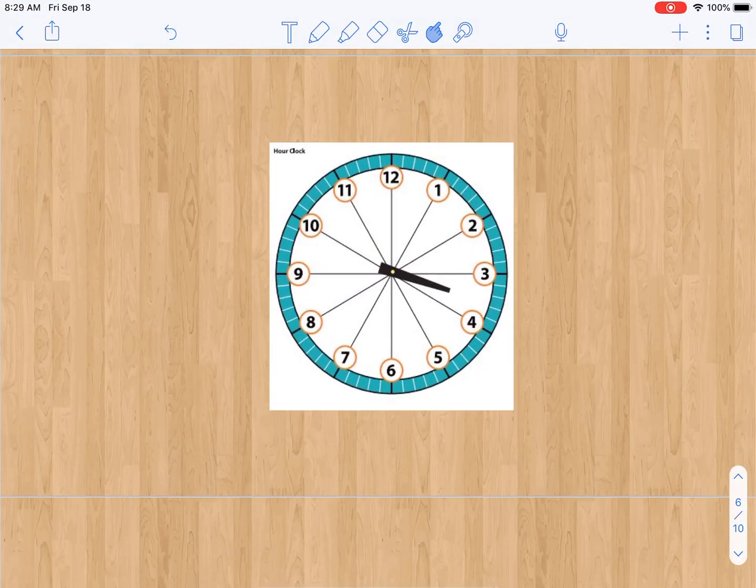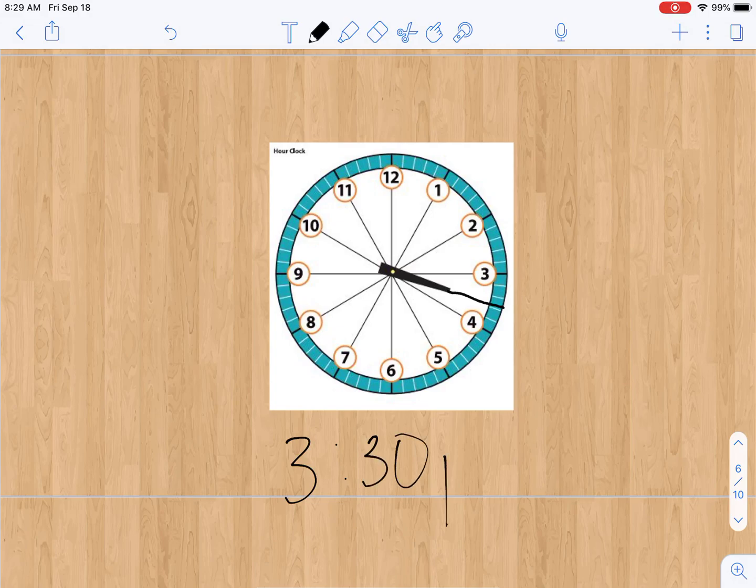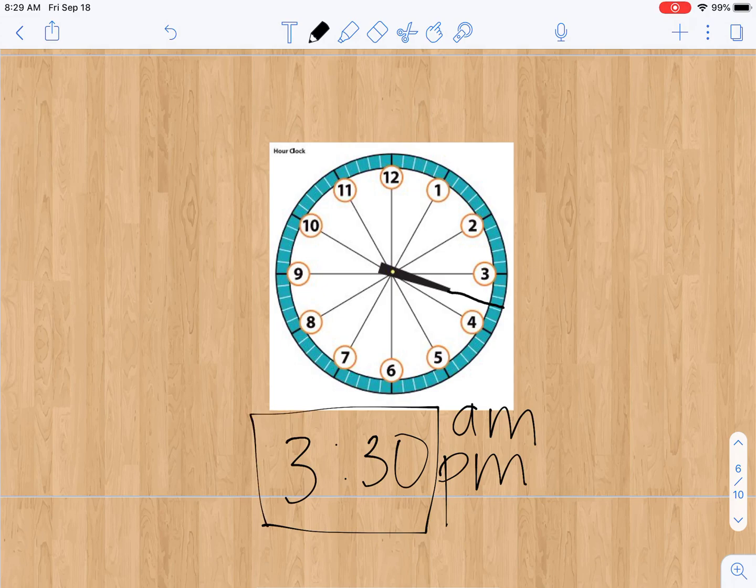Let's take a look at some clocks that don't have both hands on them. They only have the hour hand. If we look at this clock, could we determine what time it is even though we don't have the minute hand? Yeah, some of you might be thinking that it is that same right in between 3 and 4 like we saw before. So it would be 3:30 p.m. or a.m. depending on what time of day it is, if it's morning or afternoon. But it is 3:30 because that hour hand is halfway between the 3 and the 4. We don't even need the minute hand to show us that it's 3:30.